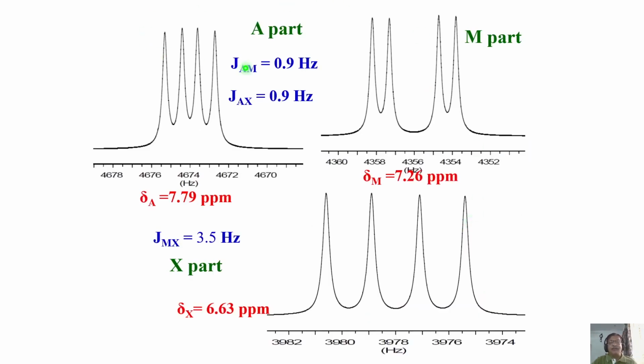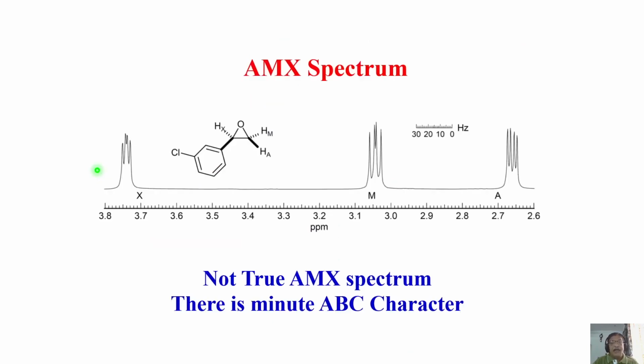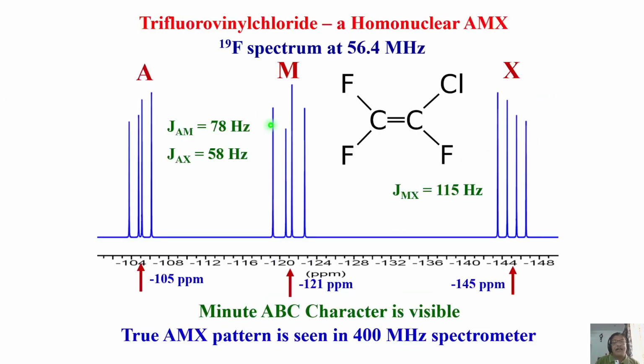You see, the expansion is here, A part, M part, and X part. And the couplings have been measured very clearly. See, the coupling is much, much smaller compared to the chemical shift separation. You see, it is quite larger here. Okay. And this is an AMX spin system of this molecule. 3 protons are present, but you can see there is a minute ABC character also. But nevertheless, analysis is possible. It is a true AMX spin system.